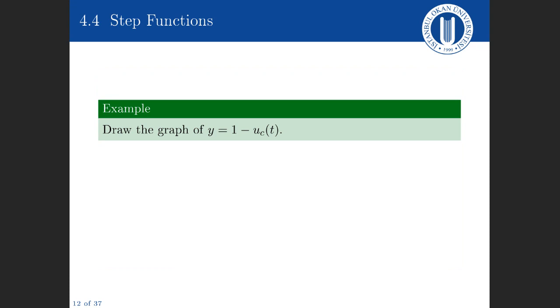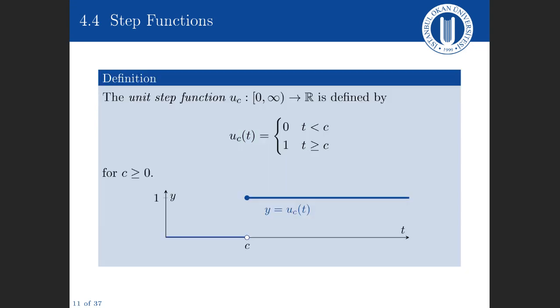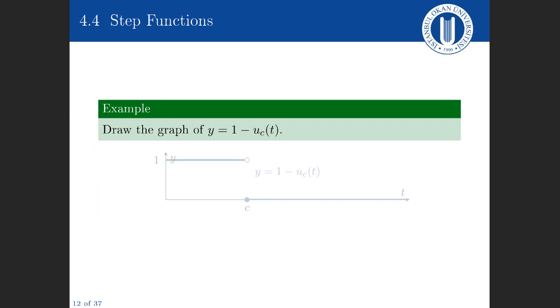And we might be asked, for example, to draw the graph of 1 minus u_c. Well, at first the graph of u_c is 0, so it's going to be 1 minus 0, or 1. And then when the graph is equal to 1, we're going to have 1 minus 1, or 0. So it's going to look like this. First 1 minus 0 and then 1 minus 1.